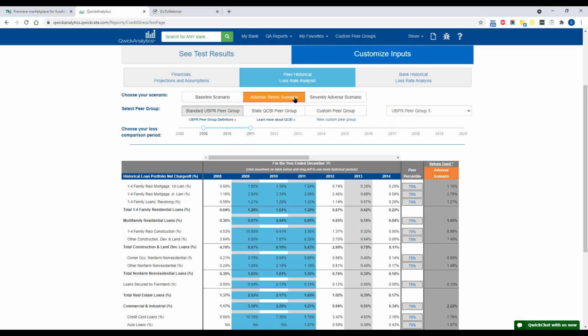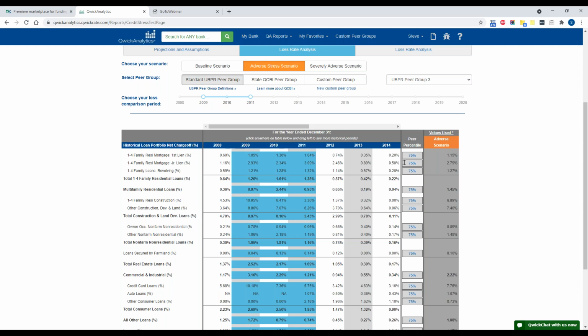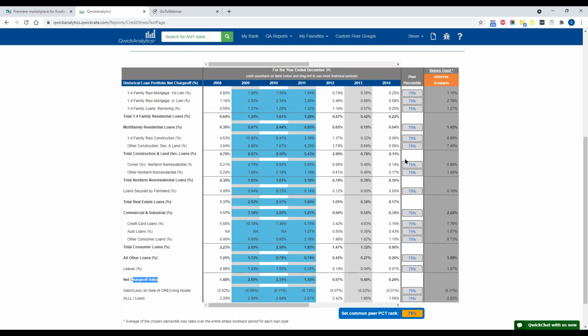But since those numbers are somewhat arbitrary, even though they've been given to us by the regulators over time, we wanted to make that an option to customize. So if you thought that the adverse scenario was too punitive and you wanted to see what median loss rates were for your peer group during that adverse scenario, all you have to do is plug in 50th percentile and everything recalculates on the fly for all of your peers. And now we're looking at median values during the last credit cycle.